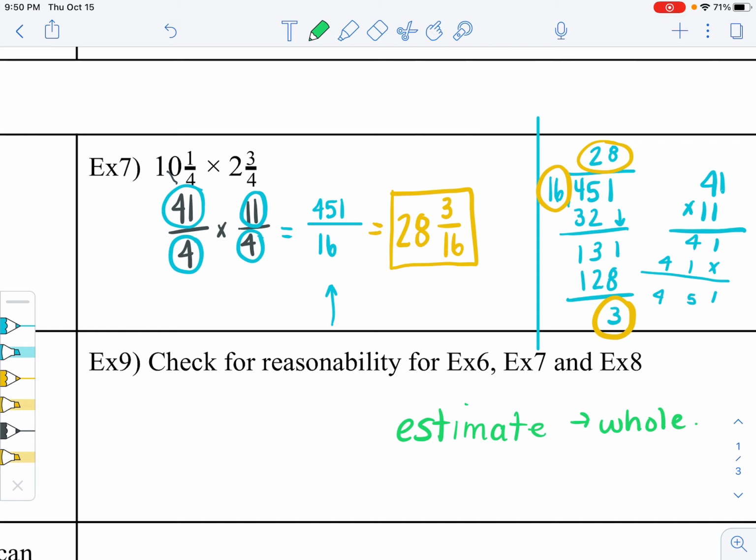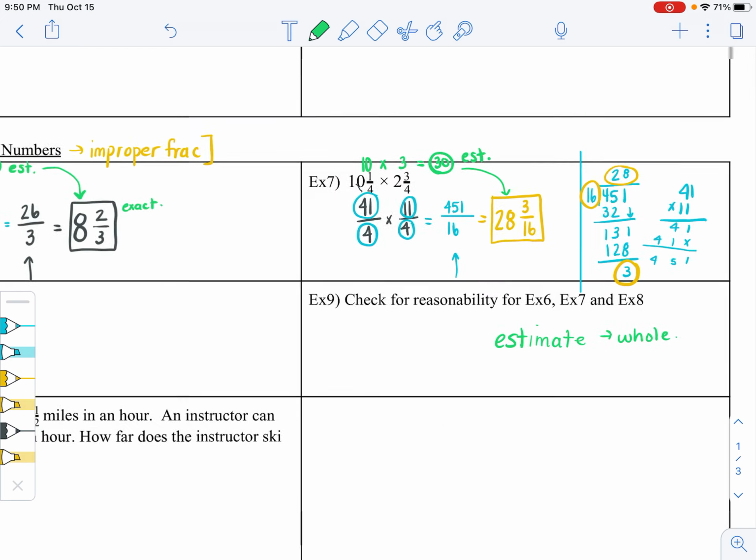Okay. For example 7, I have 10 and 1/4. Since 1/4 is less than half, this one is closer to 10. 2 and 3/4, since 3/4 is more than half, 2 and 3/4 is closer to 3. Then I have 10 times 3, which is 30. So my estimate is 30. And 30 is pretty close to 28 and 3/16. So I know my answer is reasonable.